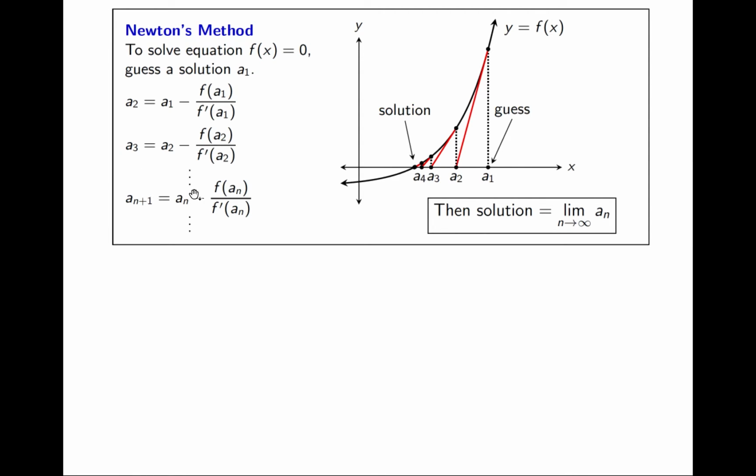If you arrive at an a sub n, you can get the next approximation to the solution, a sub n plus 1. It's going to be equal to a sub n minus f of a sub n over f prime of a sub n. And you can take this process as far as you want to go. These numbers, a1, a2, a3, a4, a5, a6, and so on, get to be a better and better approximation to the actual solution of y equals f of x. You might write it this way. The solution to f of x equals 0 equals the limit as n goes to infinity of a sub n. That's Newton's method.